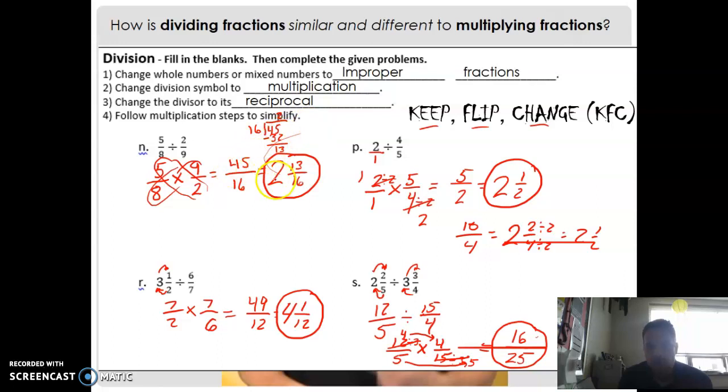If you're really stuck as you start working, I would recommend you maybe tap a partner or check in with a partner. But again, when we divide with fractions, we keep the first one, we flip the second fraction to its reciprocal, and we change the sign. Right? So division to multiplication. Remember, we're only flipping the second fraction. We don't want to flip the first one. We're only using the reciprocal of the second fraction. Okay?